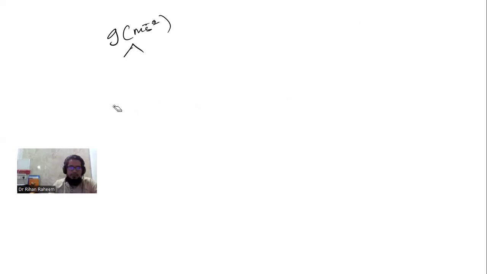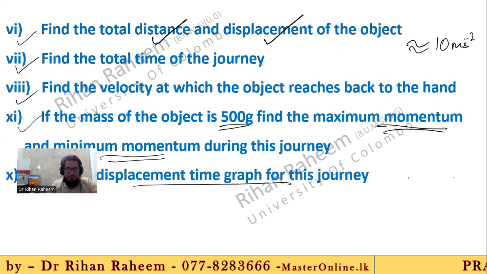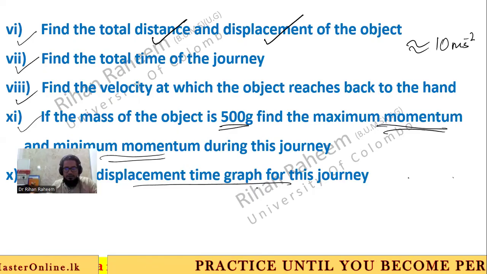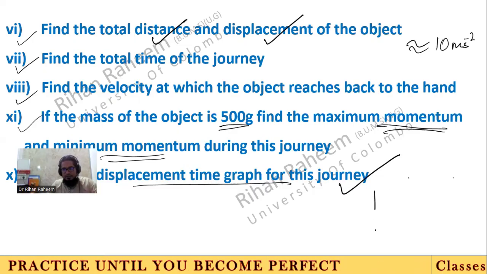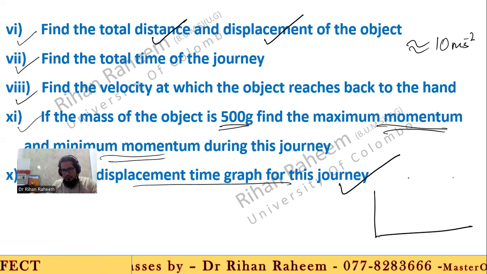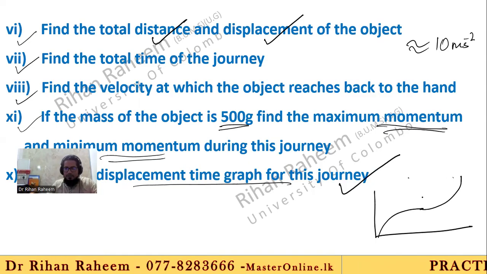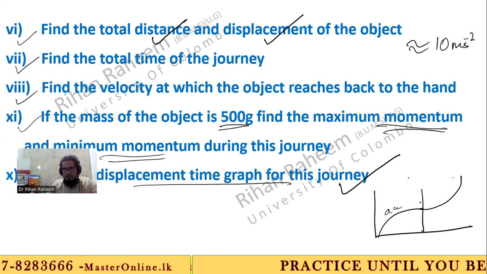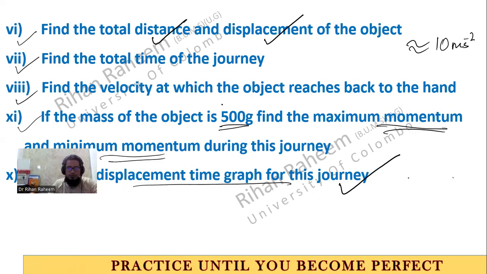Yes, then the next question they are saying, this last part also we have done, no? Find the displacement time graph for the journey. We drew the distance time graph, a curve like this. Acceleration situation, deceleration situation, that is also done. We are left with one question.